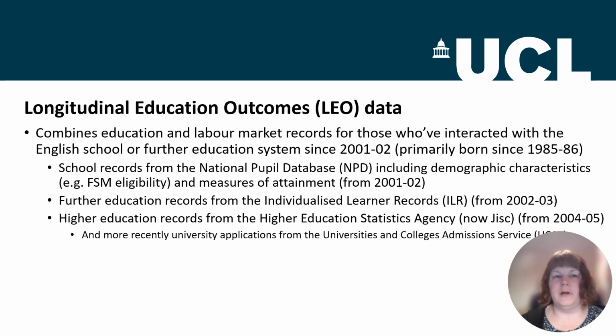And it also includes a variety of measures of attainment, which are taken by students across the schooling system. That's linked to further education records from what's called the individualised learner records, and also higher education records as well. And more recently, we have added to the data university applications information. So not just where someone ends up at university, but also where they applied.